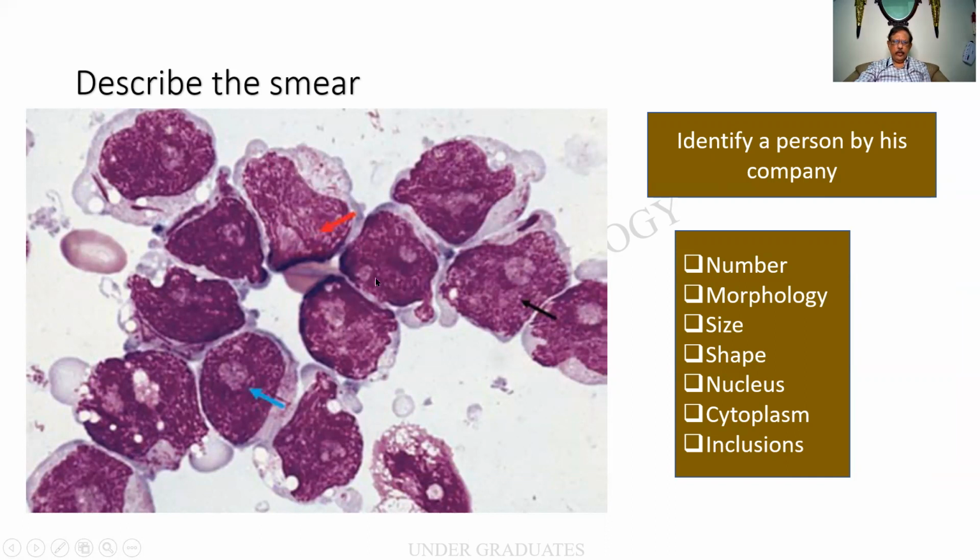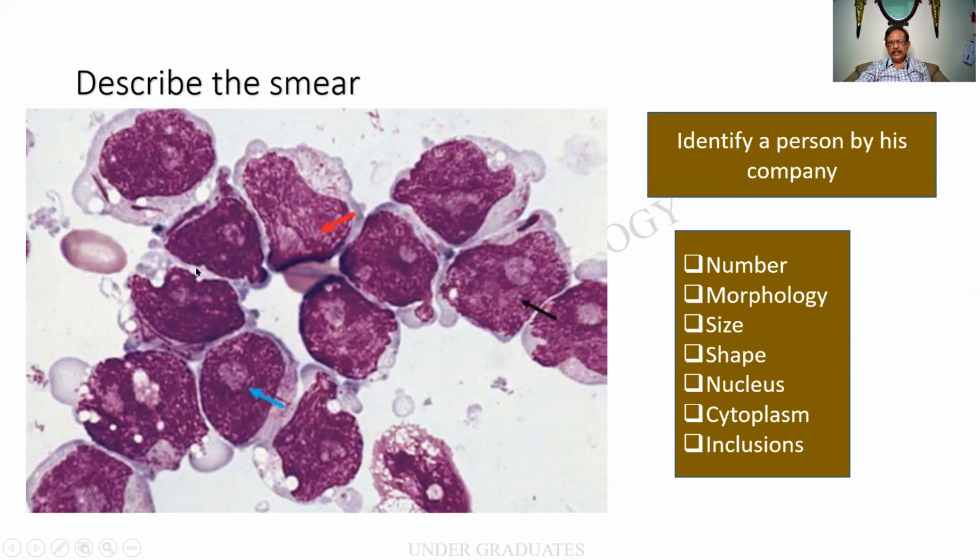It has got prominent nucleoli. Look at the number of nucleoli in this. I'm finding 4 nucleoli. There is abundant cytoplasm, and some of the cells show cytoplasmic inclusions called the Auer rods. There can be vacuolation as well. So this can be a myelomonocytic type of leukemia. It is possible. So the number is markedly increased.